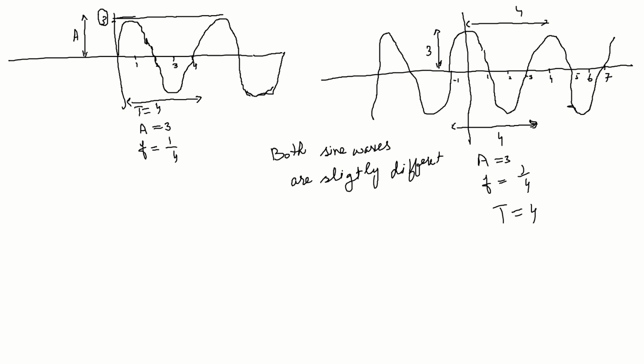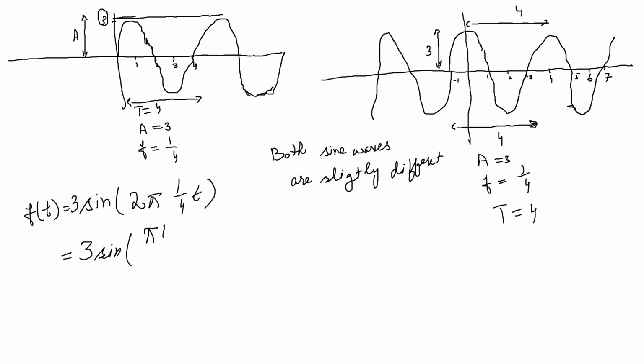The starting angle is called the phase of the sine wave. We have already seen that the first sine wave can be written as f of t equal to 3 sine 2 pi 1/4 into t, which is equal to 3 sine pi by 2 into t, or 3 sine pi t divided by 2. How can we write the second sine wave?